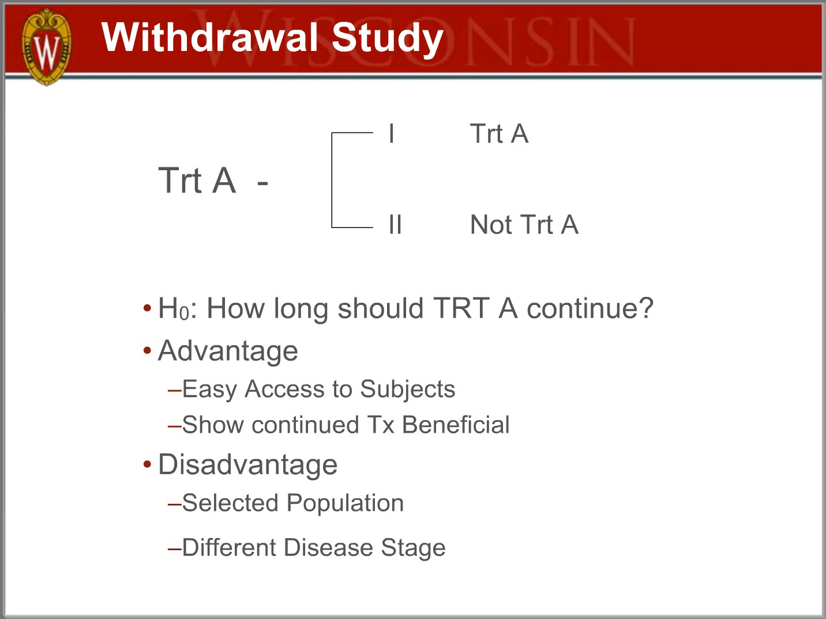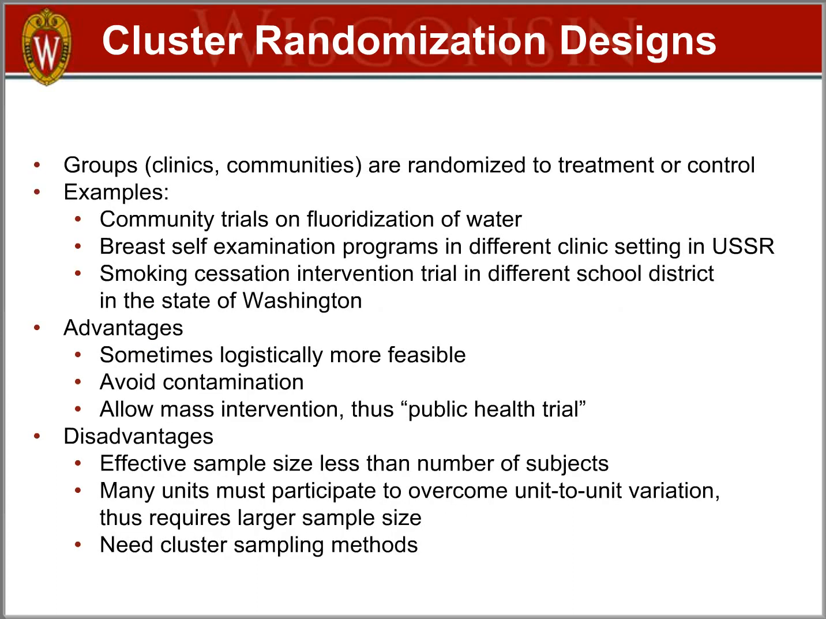Another class of designs is referred to as the cluster randomization design. In this study, groups of clinics or communities are randomized to treatment or control. It might be a study examining the impact on a community of fluoridation of the water, or a breast self-examination program in different clinics, or a smoking cessation intervention in school children. The advantages are that sometimes that's the only logistical way you can do this study. If you're going to intervene on children, for example, in a school, it's unlikely you can randomize the individual children. More likely you can randomize classrooms or the school itself.